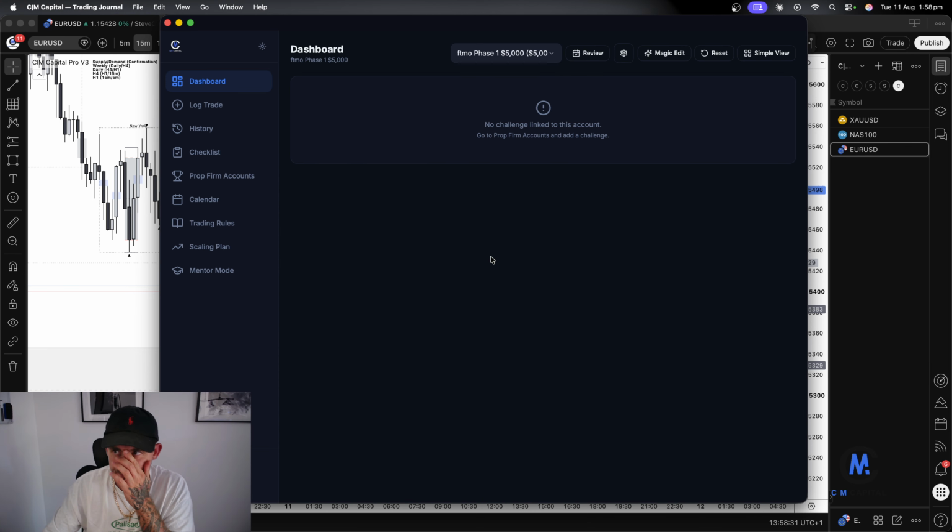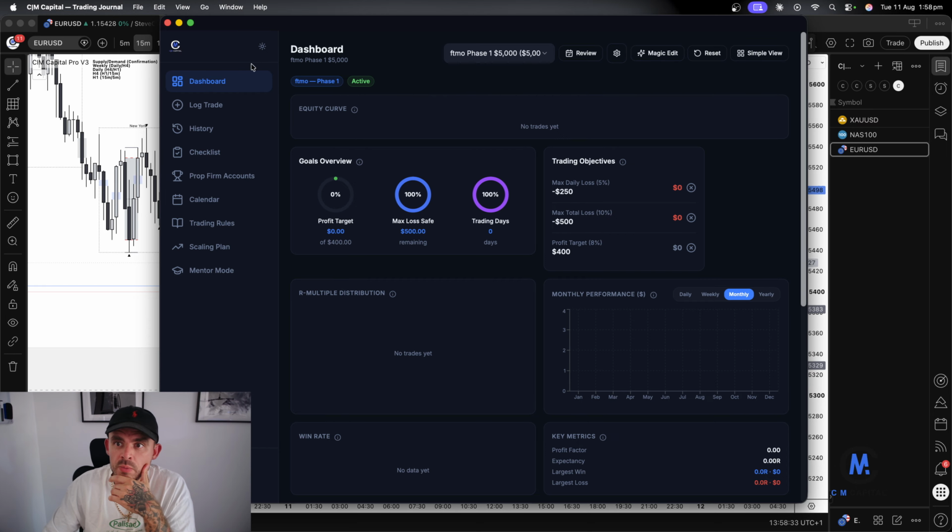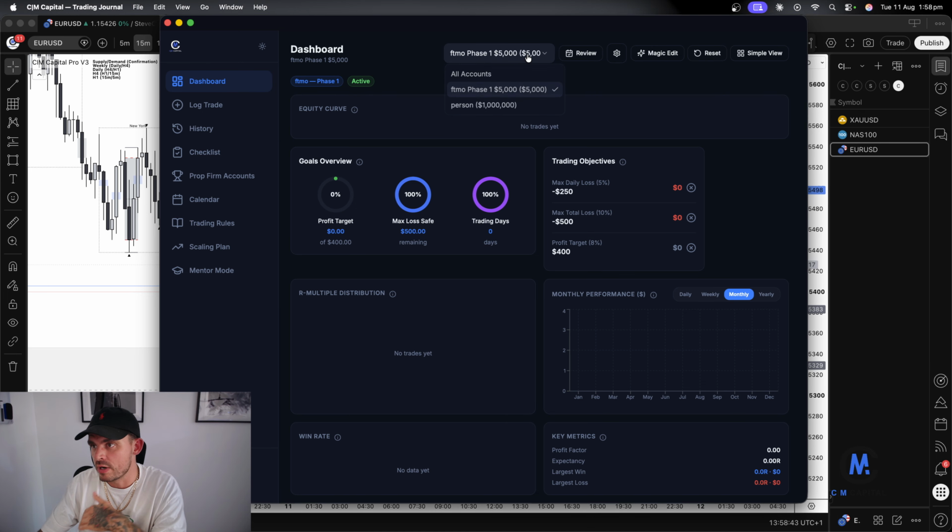So we create that, right? So we've got that now. When we actually make our accounts and you get multiple accounts, so you've got your phase 1, your phase 2, your phase 3, your pass, your funded, you've got your personal account on the side, whatever else, there will be an all accounts tab from the drop down menu.